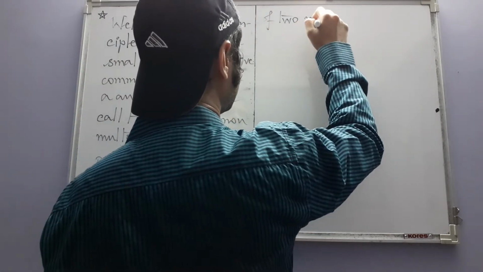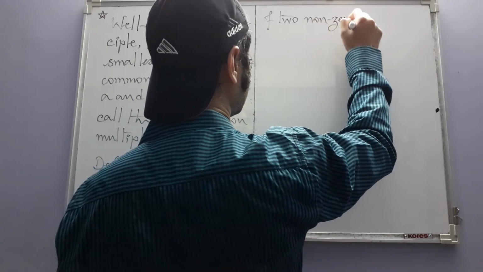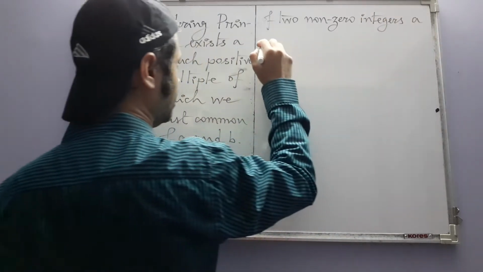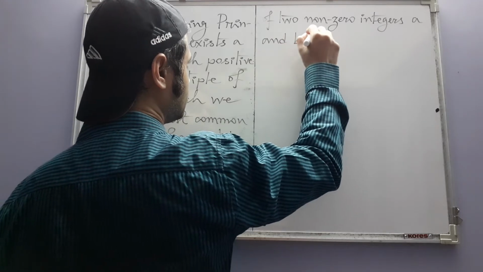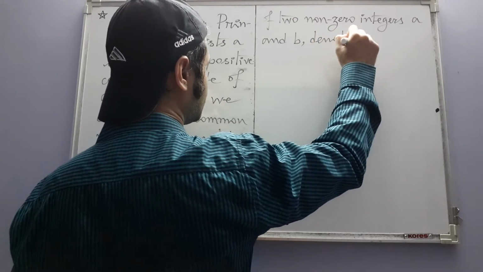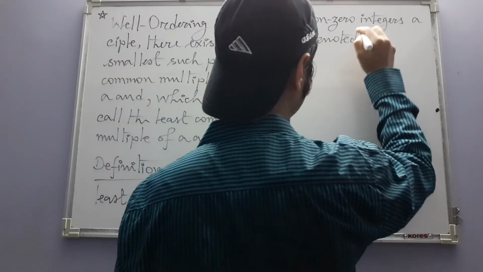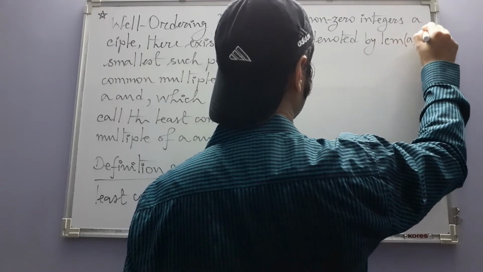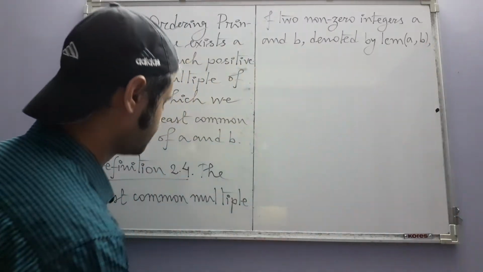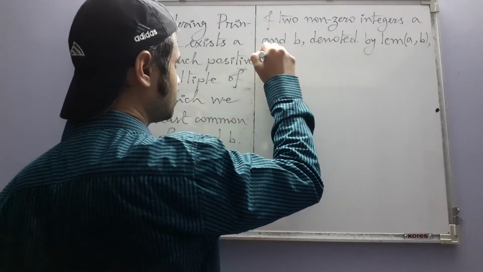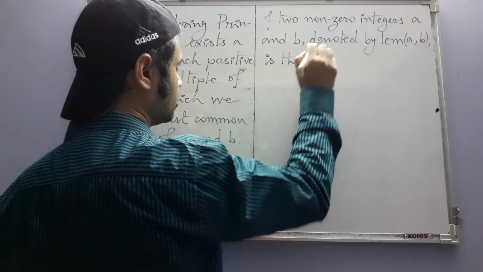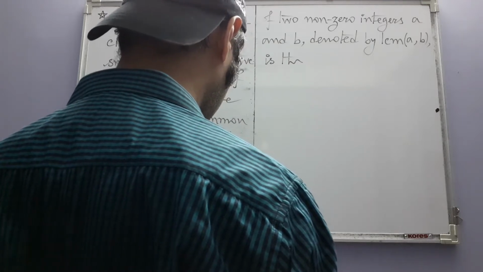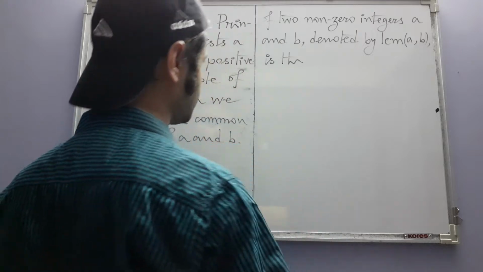Of two non-zero integers A and B, and we already know very well the notation denoted by LCM of A and B is the positive integer M.